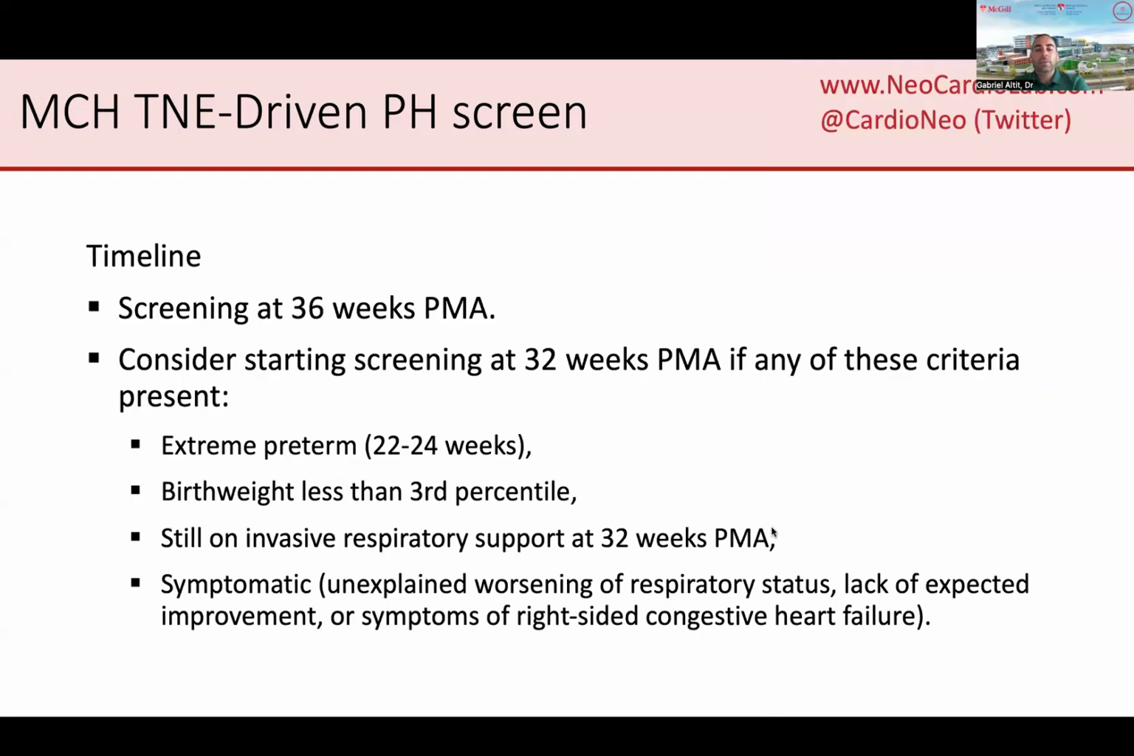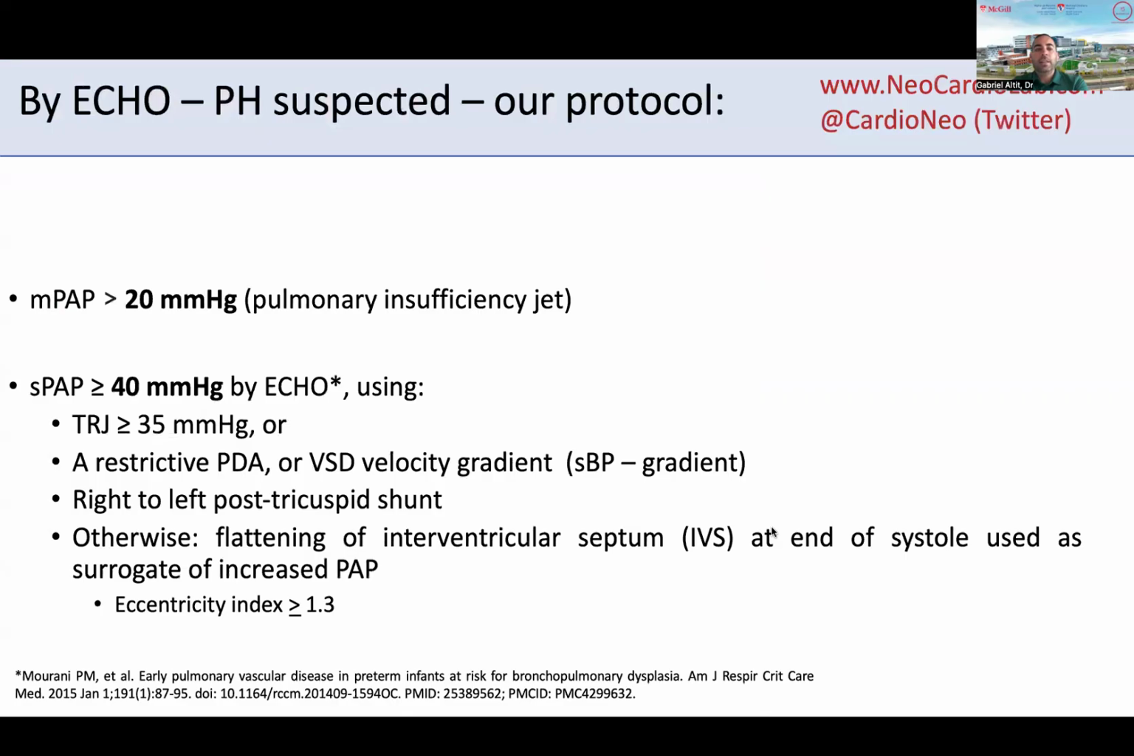Here are the considerations for earlier screening, and the cutoffs that we use. Obviously, if we can get a pulmonary insufficiency jet, which provides information in diastole, and we have values of PA to RV gradient of above 20 millimeters of mercury, then we will tag this patient as likely having pulmonary hypertension, or if we have signs of increased systolic pulmonary arterial pressure.